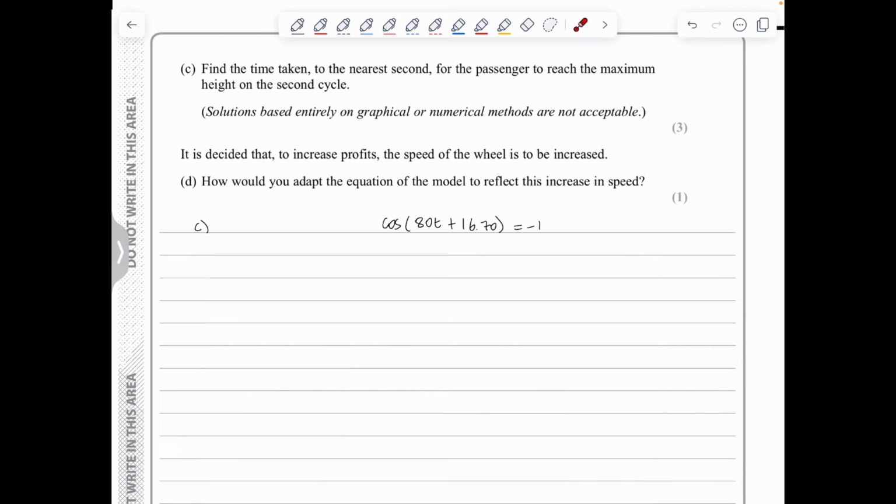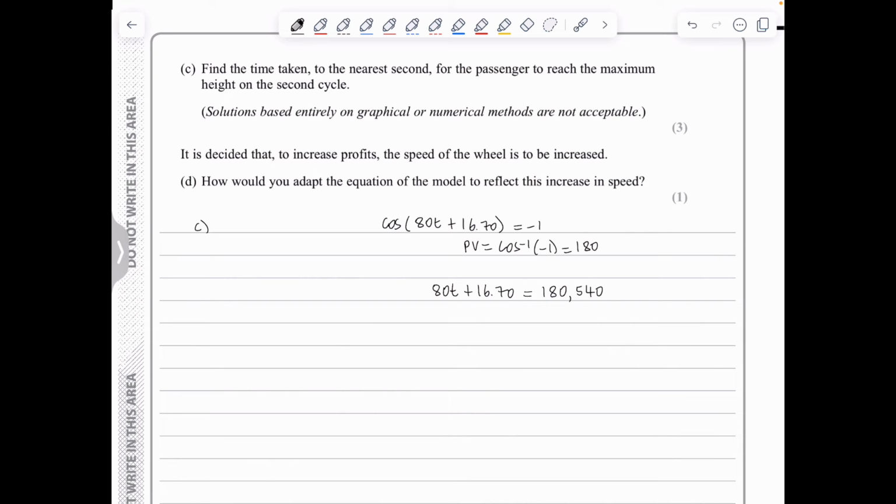We are actually trying to find the second time we reach this maximum, so we are looking for the second positive solution. I will start by finding the principal value, so shift cos of -1, which is 180 degrees. We know that the period of the cosine wave is 360 degrees, so every 360 degrees from 180 onwards, I will be hitting on the maximum height, which means we have that AT plus 16.70 is equal to 180, and the next solution is at 540, and so on.